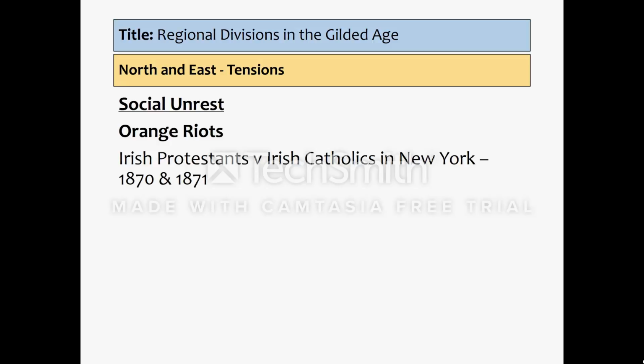Further social unrest in the north and the east: Irish Protestants versus Irish Catholics in New York in the 1870s. Each year the Protestants hold an Orange March, and there were the Orange Riots in 1870 on July the 12th. 8 people were killed, and it's a good example of growing gang warfare that is going to be typical of America when we look later on in the course.